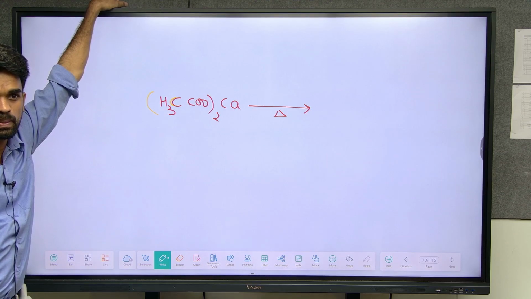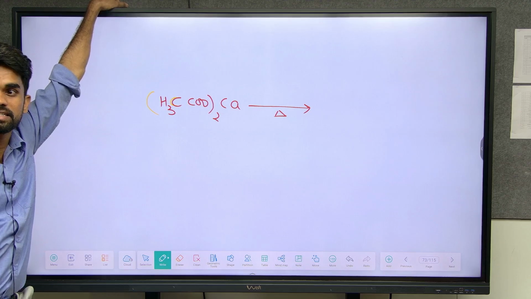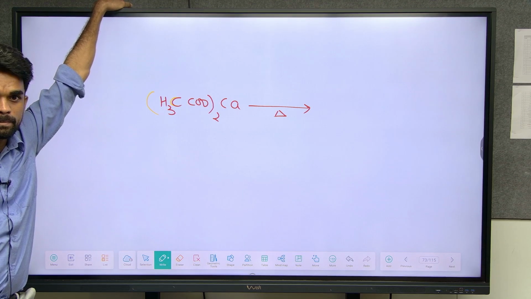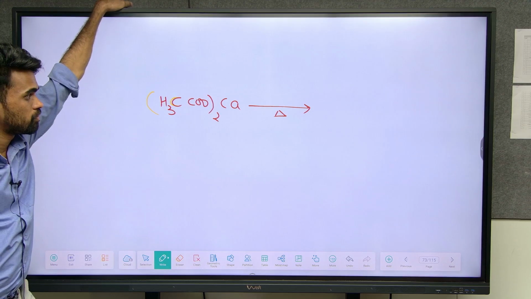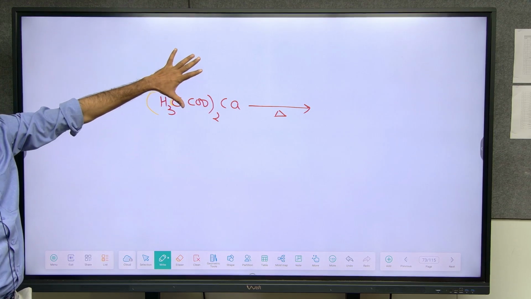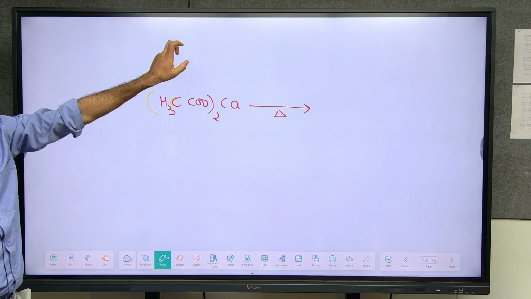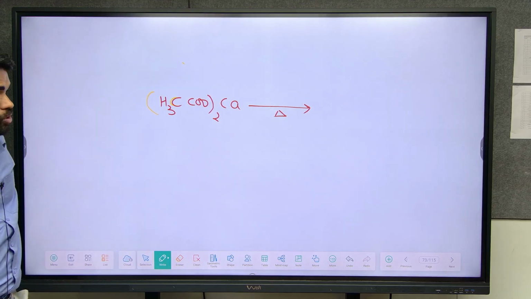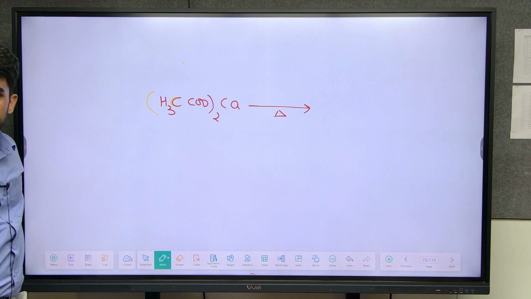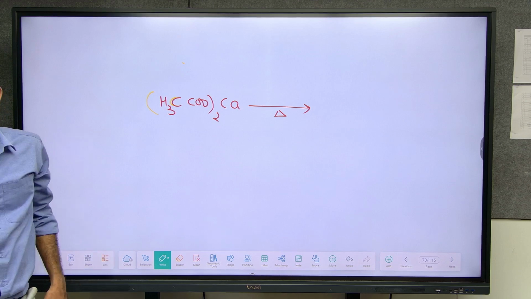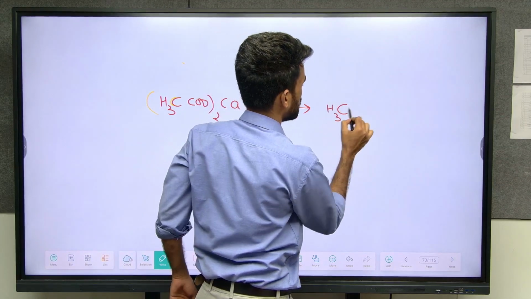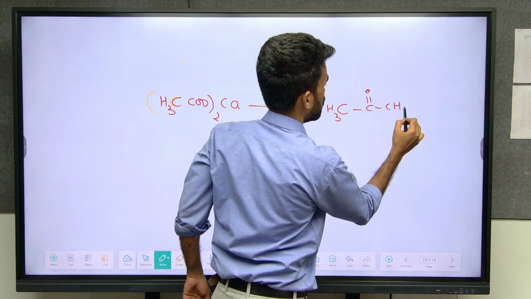What is the answer? Ketone. What is that answer? Like how the structure? Write it clearly. What to remove? CO3 2 minus, carbonate ion, you remove. Remaining part you tell me. CH3, CO, CH3. What is the name of that compound? Acetone. So you can simply say acetone as your answer. CH3 CO CH3. How did you do this?